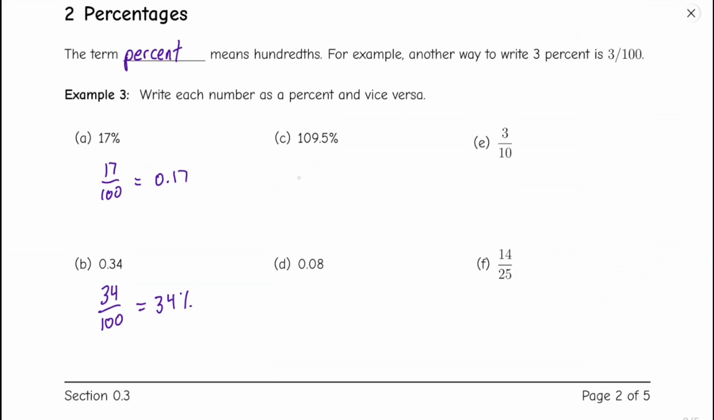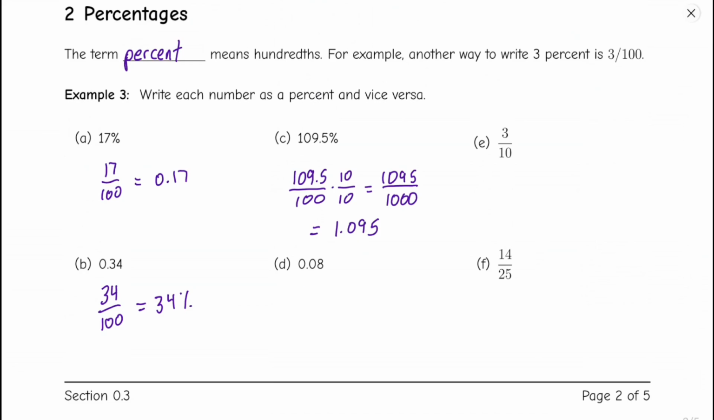109.5%, well, percent means per 100, so that's 109.5 over 100. Not allowed to have a decimal in a fraction, so multiply by 10 over 10. That gives us 1095 over 1,000. And because it's 1,000, move the decimal 3 to the left, that's 1.095. Notice, even though to go from the fraction to the decimal we had to move it 3 to the left, to go straight from the percent to the decimal, we only went 2 to the left.